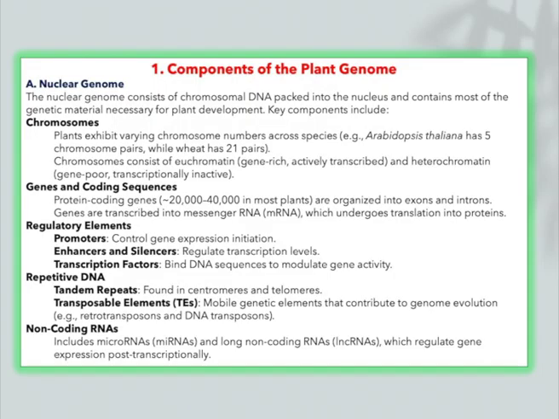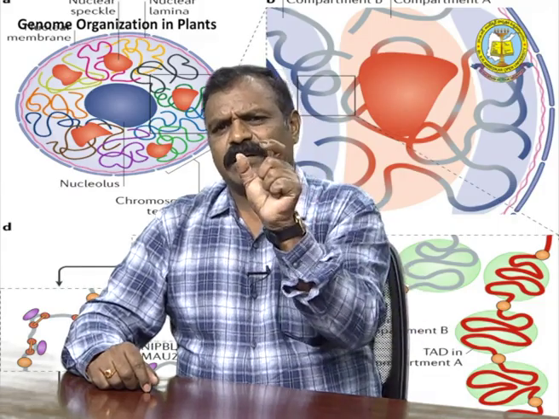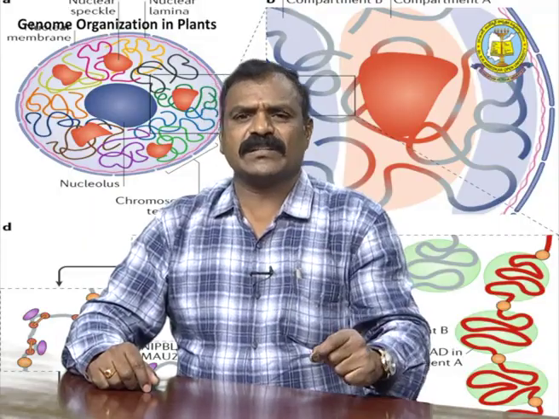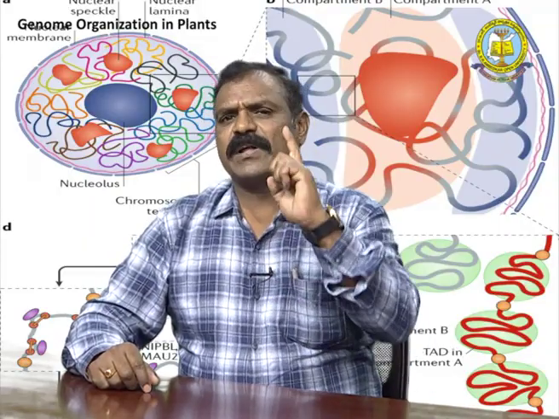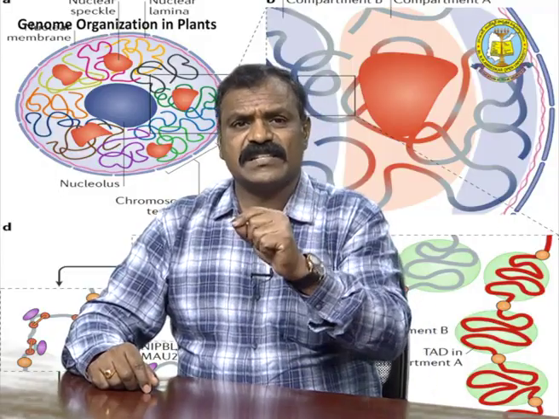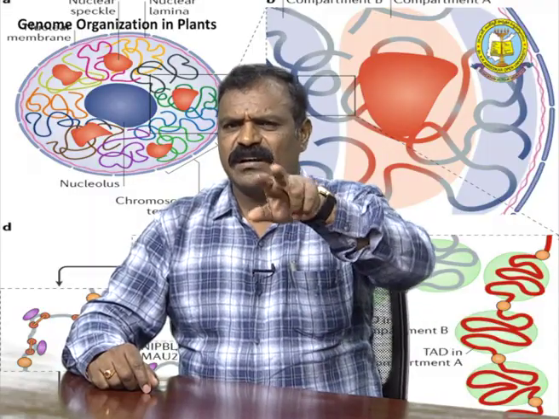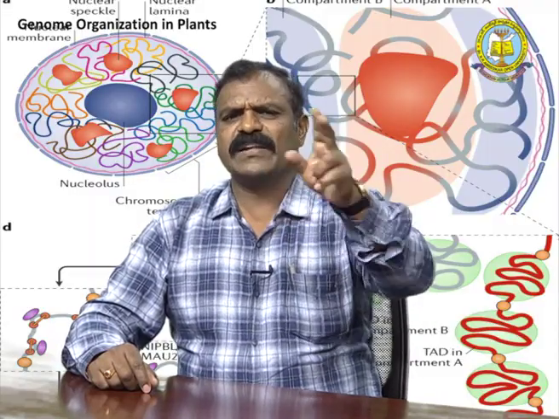Plants exhibit varying chromosome numbers. Arabidopsis thaliana is the best suitable plant for all types of advanced research methodology. This plant consists of 5 chromosome pairs, while wheat has 21 pairs. This is how the chromosome number varies in different plants.